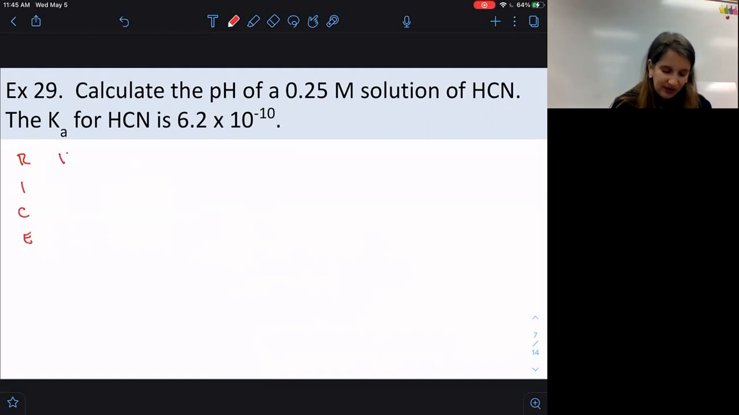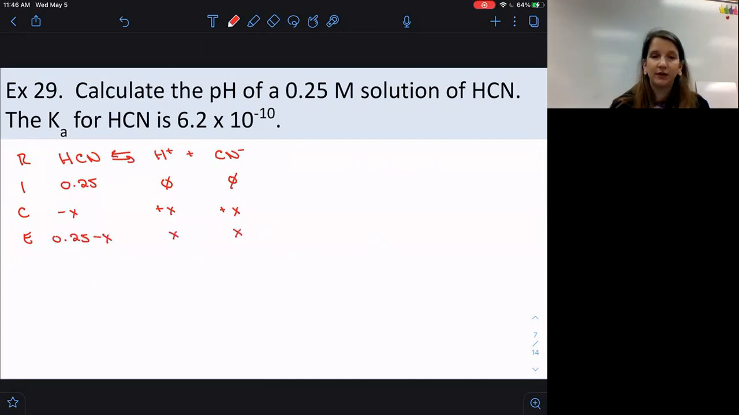So I've got HCN. Now remember, this is going to dissociate into ions. So that means it's always going to make an H plus because it's an acid, and then whatever is left is your anion. I've got a 0.25 molar solution of this, and I start with none of my ions. Then remember, I'm going to lose some concentration on my reactants, and I'm going to add some on my product side. So then that means for my equilibrium row, I've got 0.25 minus x, and then x and x over here.